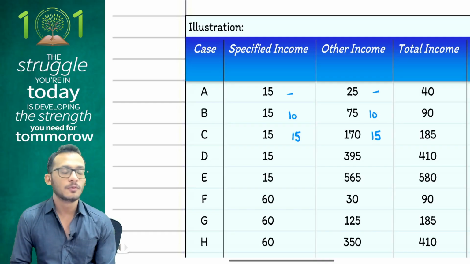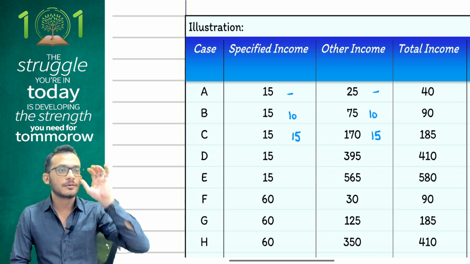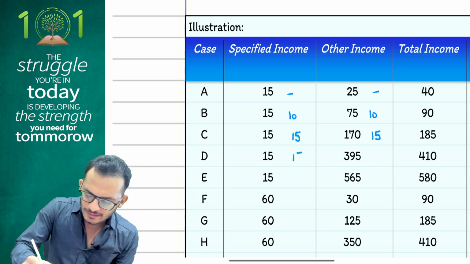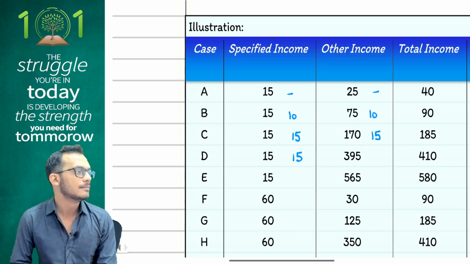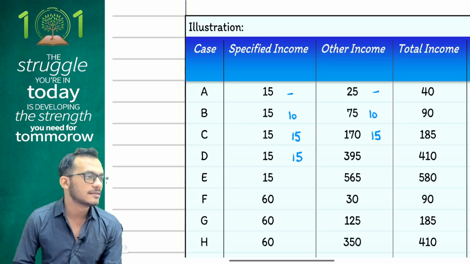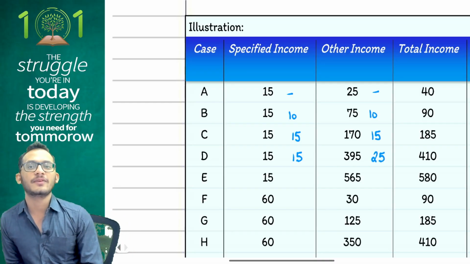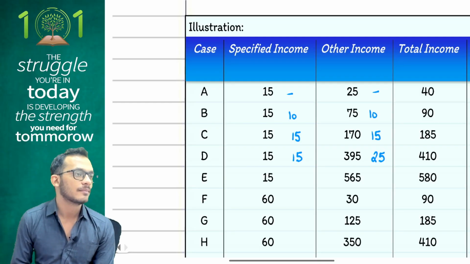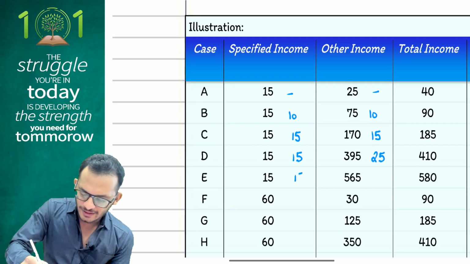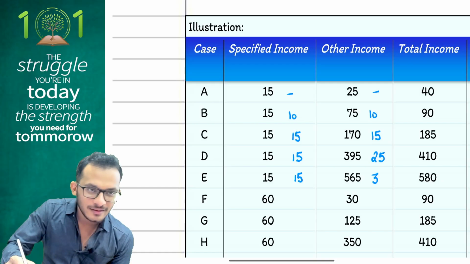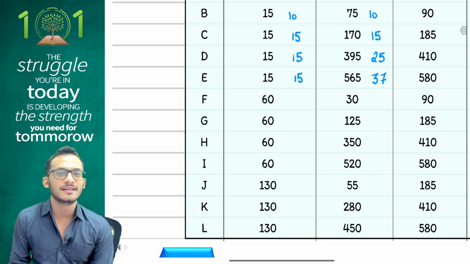Then I am at 15 lakhs with 3 crore 95, total is 4 crore 10. People, more than 2 crores. I will split. Special income said I want only 15%. The other one said I will look separately. Looking separately, his income is 3 crore 95. Then I am at 15 with 565, total is 580, 5 crore 80. Split: 15 becomes 15, 565 becomes 30. Very good.